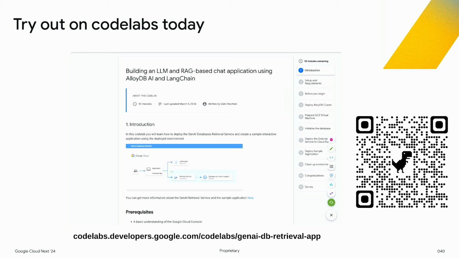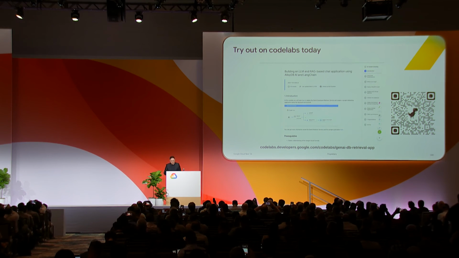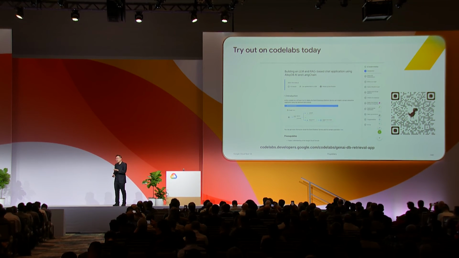Now, I know the demo is pretty hard to see because we went pretty fast, so everything that we showed you today is on Code Labs. We built a lab that you can run yourself, and there's a QR code here if you want to take a picture and download it, or you can just go to Code Labs and search for GenAI DB Retrieval app. The session is recorded, so you can also watch it later. As part of the Code Lab, we also have a GitHub repo, so if you want to customize the demo for yourself, you can fork it and customize it for your needs as well.